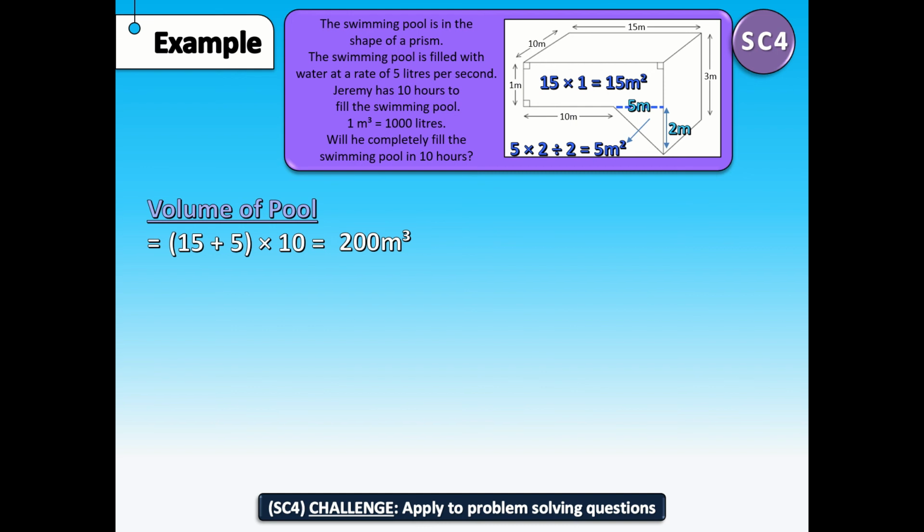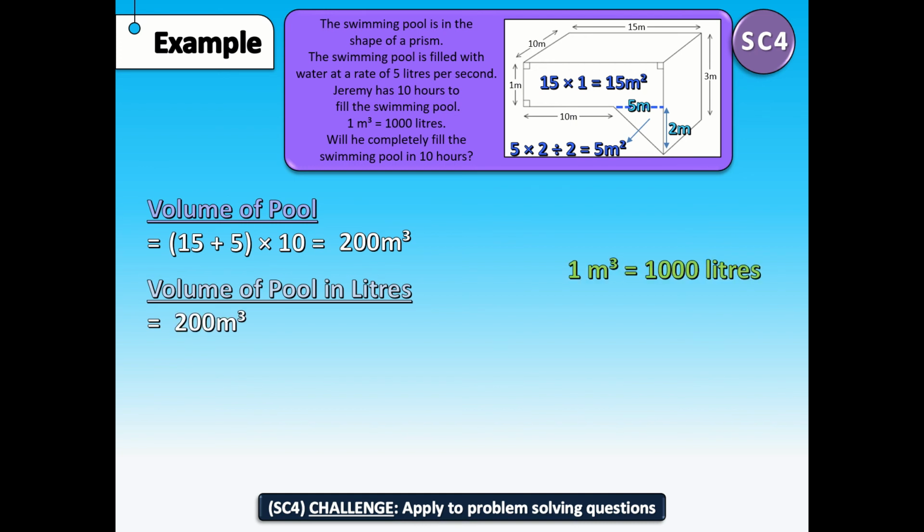So it's got a volume of 200 meters cubed. So the volume in litres, if we know 1 meter cubed is 1,000 litres, we can times by 1,000 and that will convert it into litres. So there's 200,000 litres in the swimming pool.